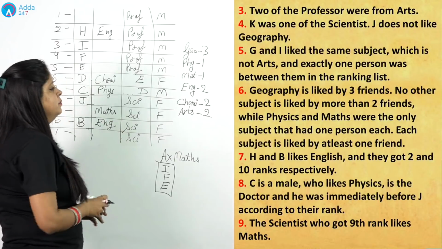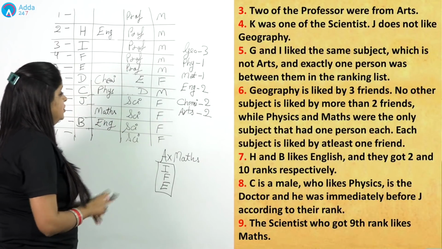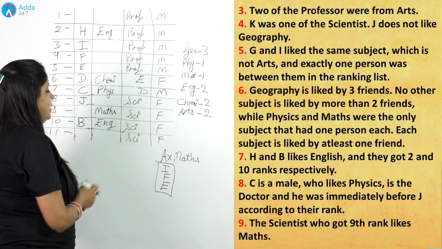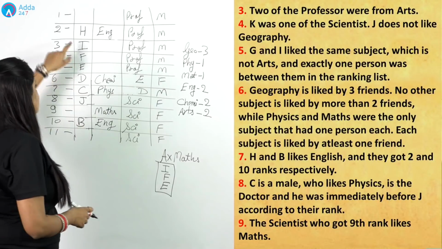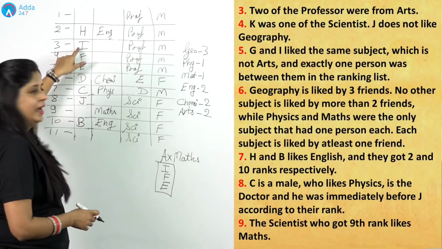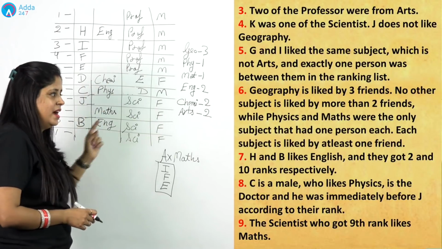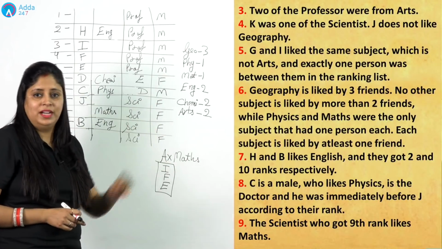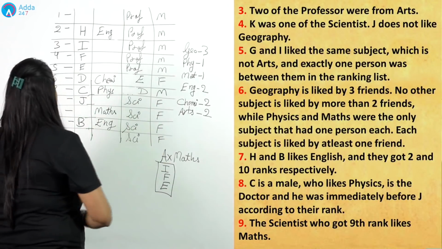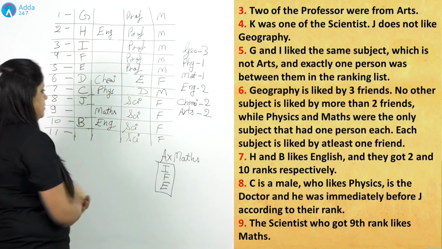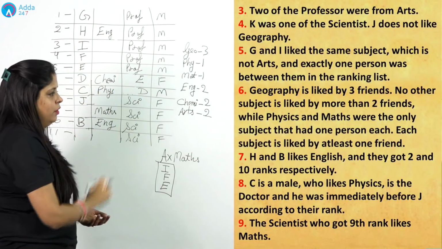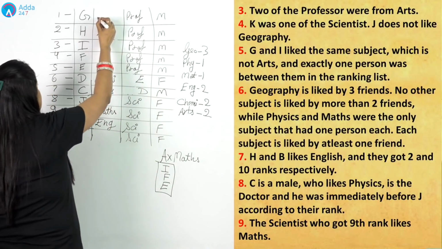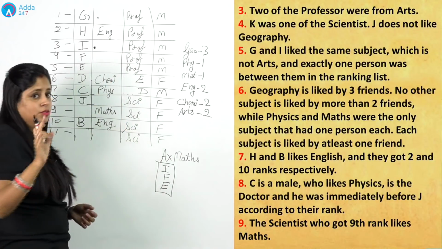Let's consider point number 5. Point number 5 says G and I like the same subject which is not arts, and exactly one person was between them in the ranking list. Why did I prefer this hint? Because I have placed I here, just now I placed I. I remember that when I placed I, I had read a hint which was related with I, and this is point number 5. There is a gap of 1 between G and I, so obviously G will come here. Moreover, one more piece of information is given: they like the same subject and that subject is not arts.